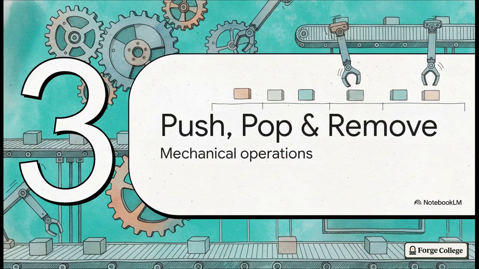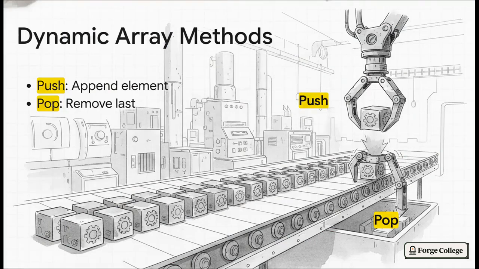Section 3. Push, pop, and remove. Getting our hands dirty with the mechanical operations. For dynamic arrays, our two most fundamental operations are push and pop. Think of these like machines that only do their job at the very end of a long conveyor belt. Push lets us cheaply slap a new element, like a brand new struct, onto the end of the array. And pop lets us cheaply snatch the last element right off. Because both of these operations only ever touch the absolute end of the line, they're incredibly gas efficient. They don't mess with any of the other elements sitting on the belt.